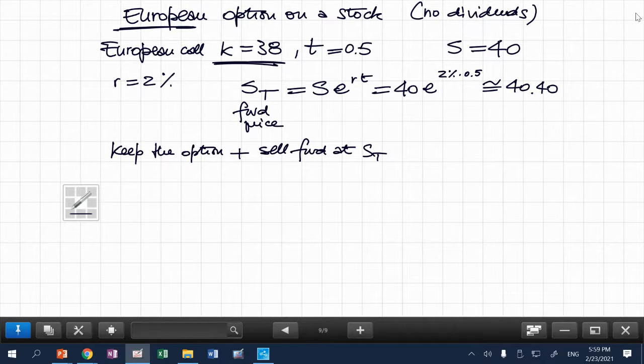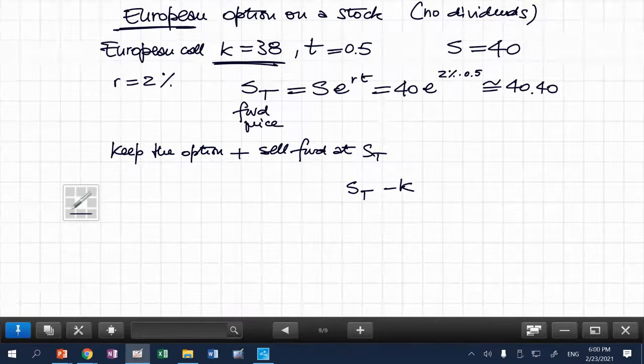If I do that, think about it. At maturity, you can lock in a minimum profit which is equal to 2.40. You can lock in a minimum profit, which is ST minus K. Why? Because you have sold the forward at 40.40, and at worst, you pay 38 to buy the stock, okay? It could give you even better, because if at maturity the stock price has dropped below 38, say at 36, you buy at 36 and you make even more, okay? But as a minimum, you have 2.40. Have I been clear?